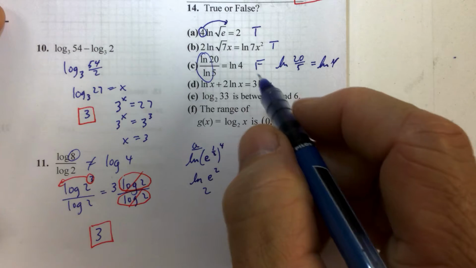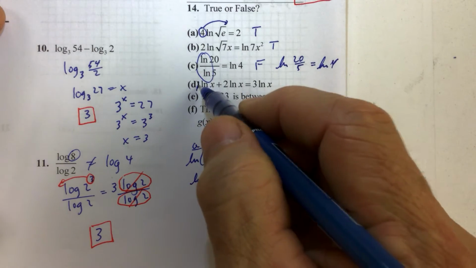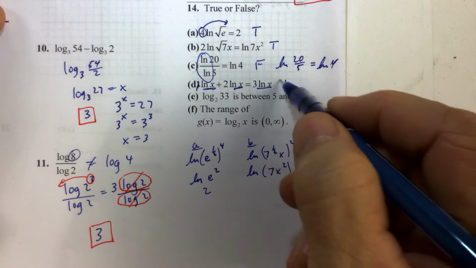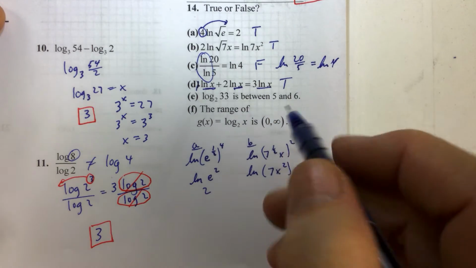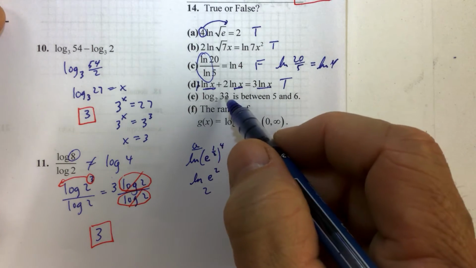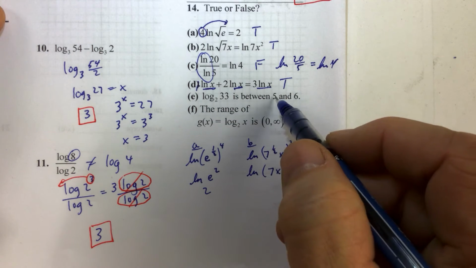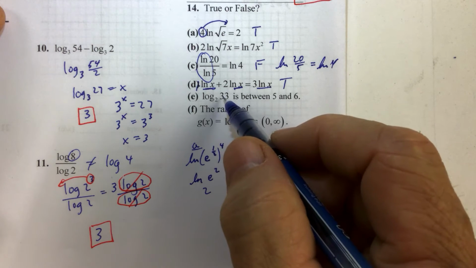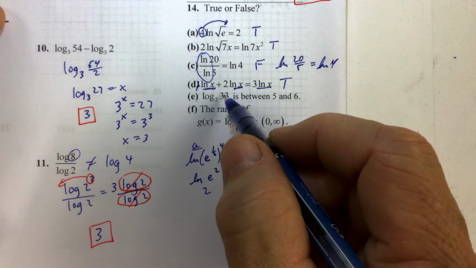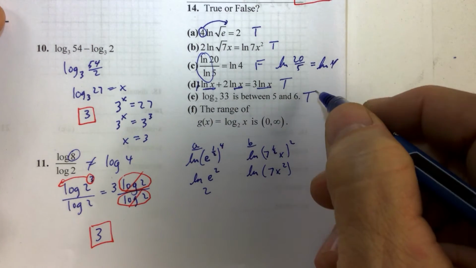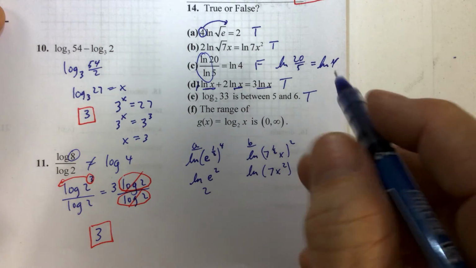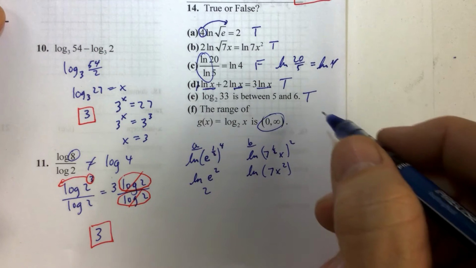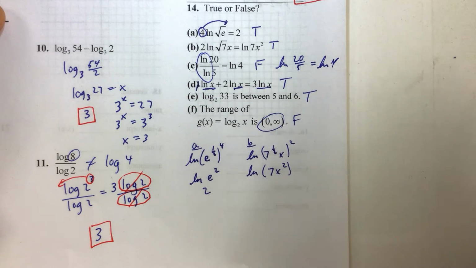And then this one here, so we have a 1 times ln x plus 2 times ln x. That's 3 times ln x. That's true, for sure. And then log base 2 of 33, well, is between 5 and 6. Yeah, 2 to the 5th is 32. 2 to the 6th is 64. So that's also true, between 5 and 6. And the range of the log function is not all real numbers. That has to be false. So that's false.